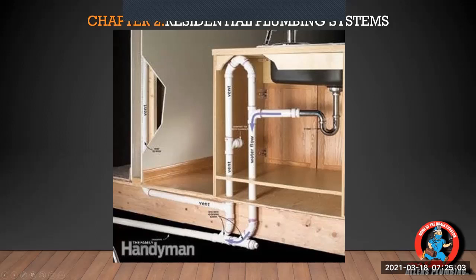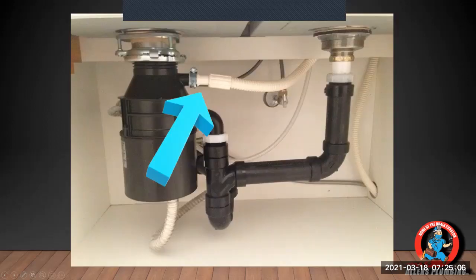But moving on, other things to look at. We've all seen this right here. This is the dishwasher drain. It's tied into the disposal, or sometimes they'll have a little branch tee off the tailpiece.